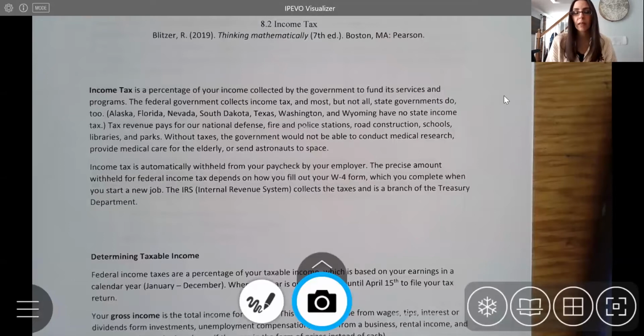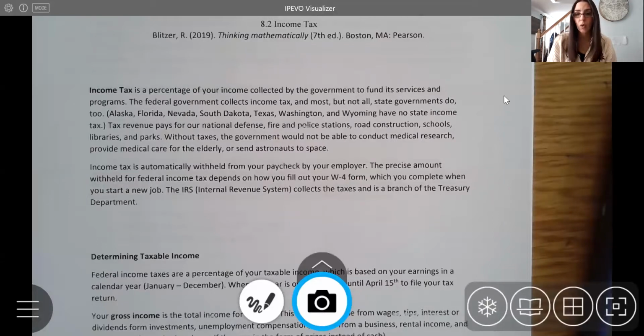So the federal government collects income tax, and most but not all state governments do as well. States such as Alaska, Florida, Nevada, South Dakota, Texas, Washington, and Wyoming, at least as of the printing of your checks, have no state income tax. Massachusetts has a state income tax, so those of you from here, New Hampshire, our local states do have state income taxes.